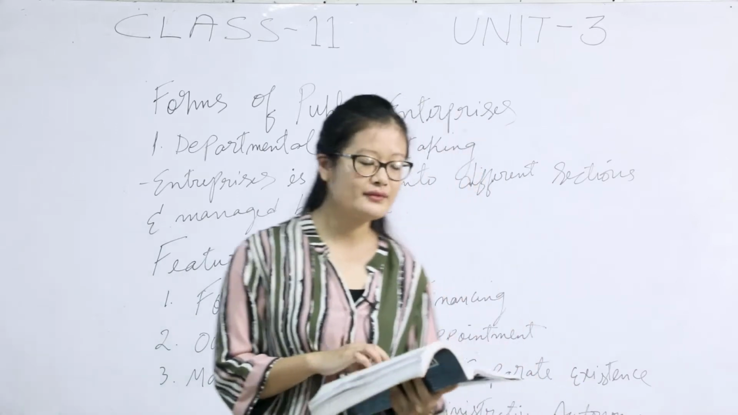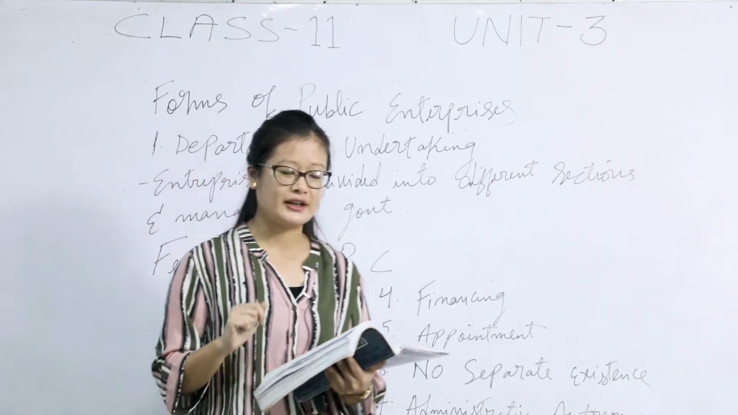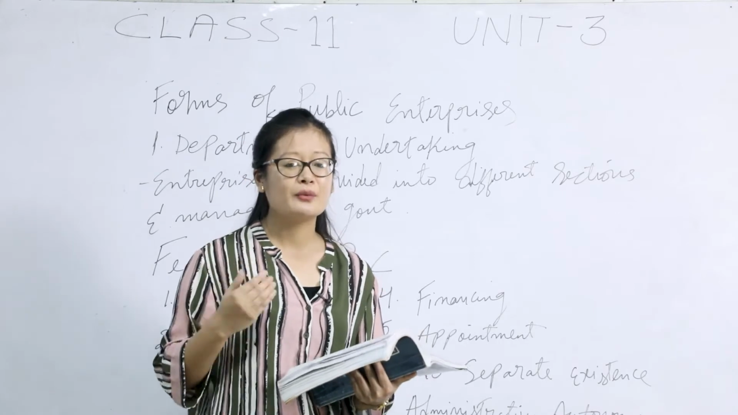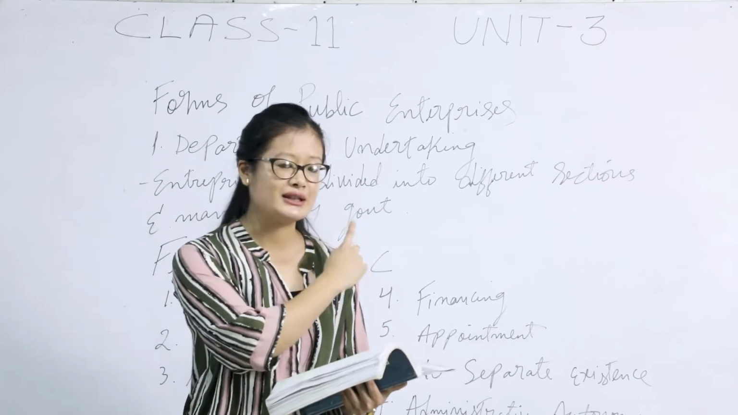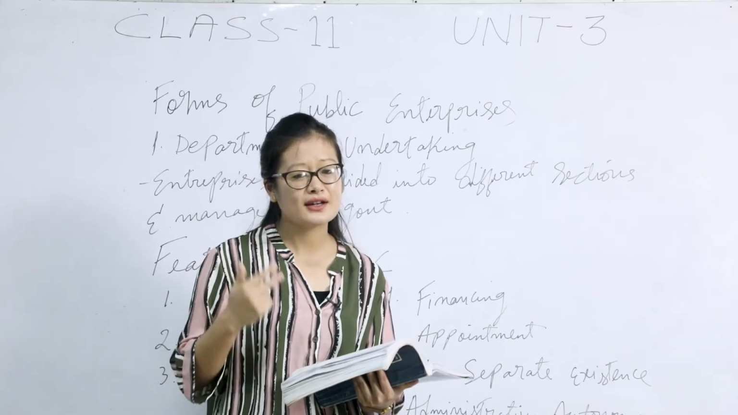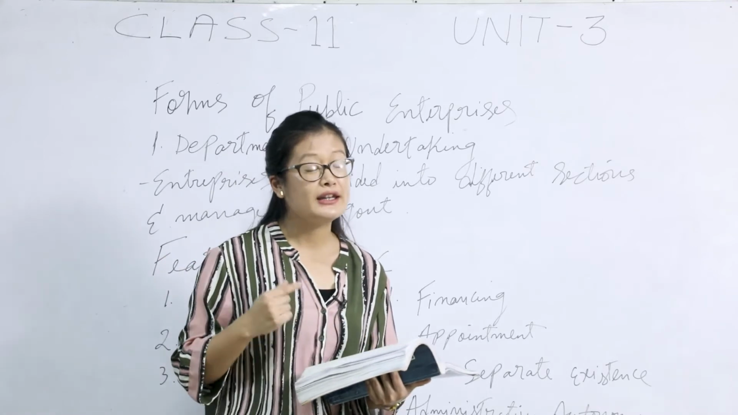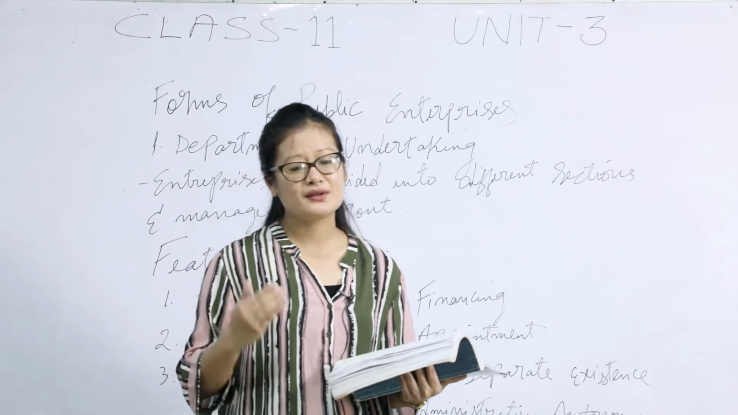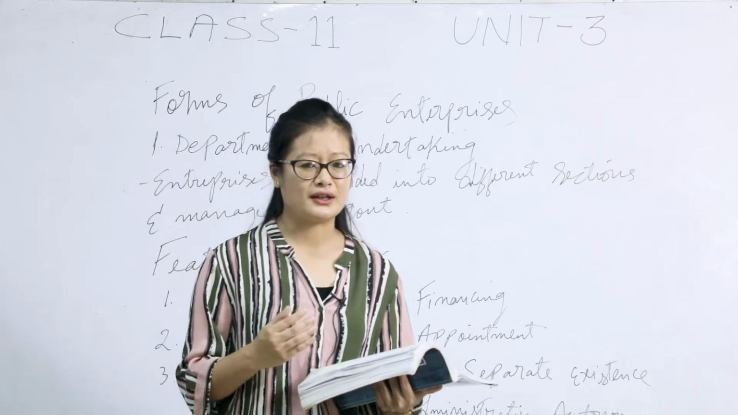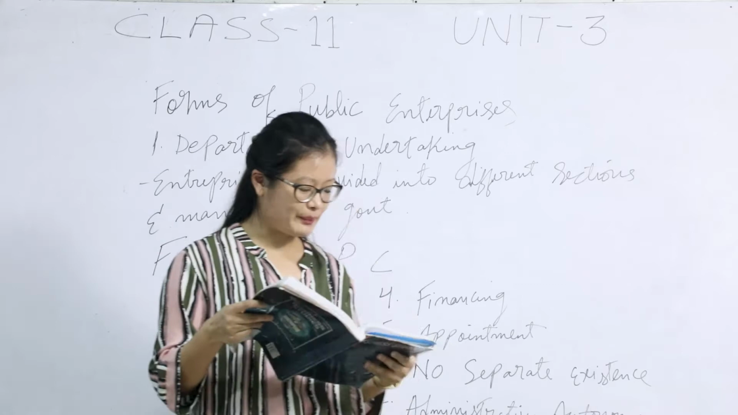Now moving on, number 4 is financing. Even the finance is provided by the government alone to this department. Finance is sanctioned by the government treasury. Whenever the department is in need of a certain amount of money, the government treasury will sanction the money. That's how they function. Next one is appointments.